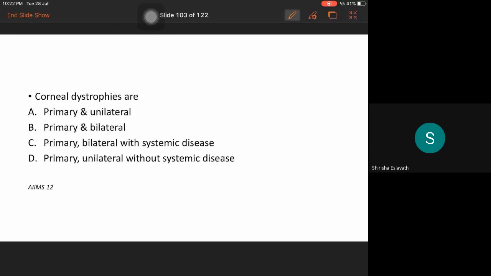Corneal dystrophies are: first option, primary and unilateral. Second option, primary bilateral. Third, primary bilateral with systemic disease. Fourth, primary unilateral without systemic disease. What is the answer? Definitely it's not primary unilateral. Primary bilateral, yes, a possibility. Primary bilateral with systemic disease, no. Primary unilateral is ruled out. The only option is primary bilateral.